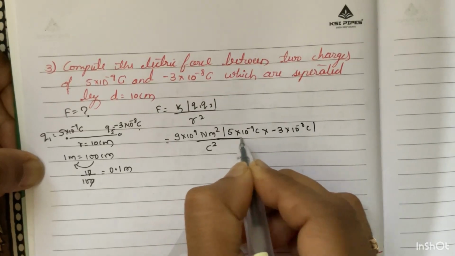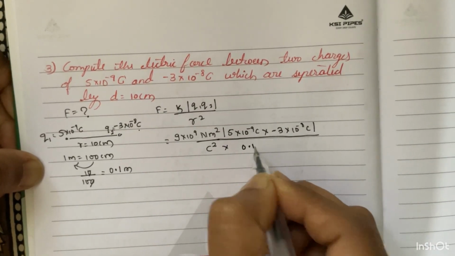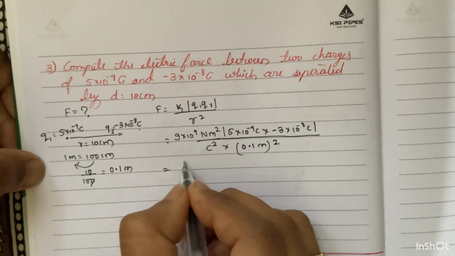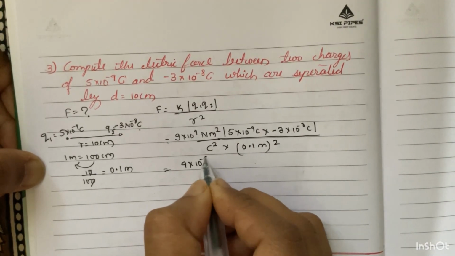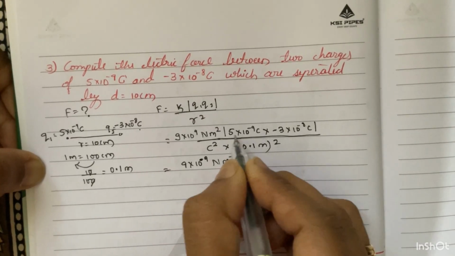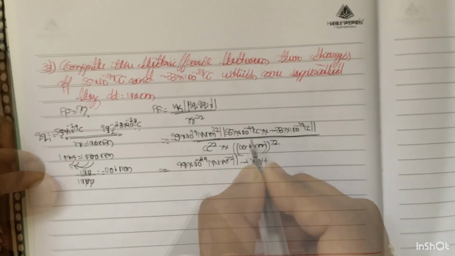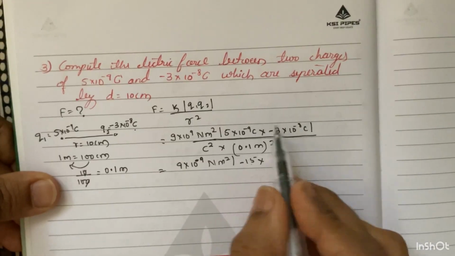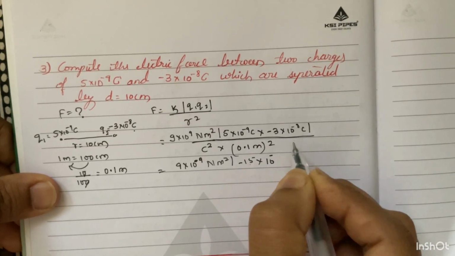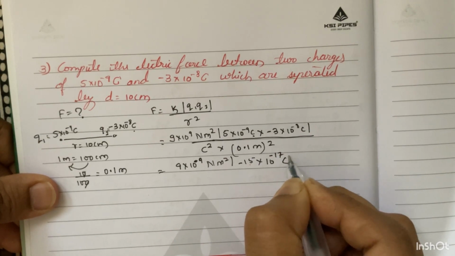Okay, divided by the r value, we found that is 0.1 meter, bracket squared here. Now look at this, 9 into 10 raised to the power 9 Newton meter squared, and here 5 times 3 is 15, and here is the negative sign. Okay, multiply, bases are the same, so we can add the powers. So I'll have 10 raised to the power negative 17 here, and c into c will be c squared here.